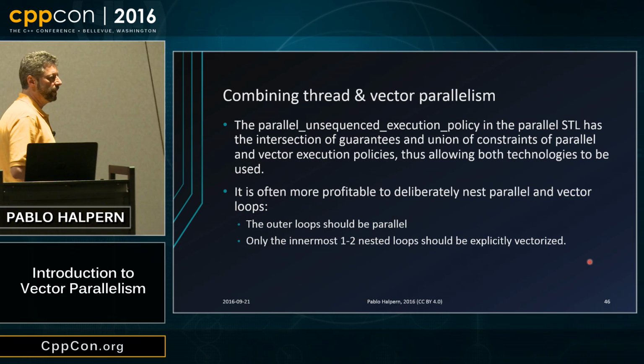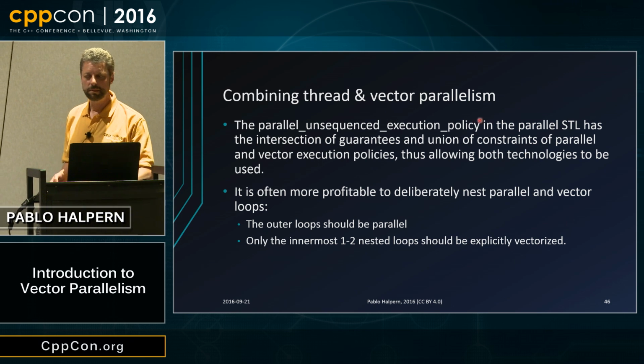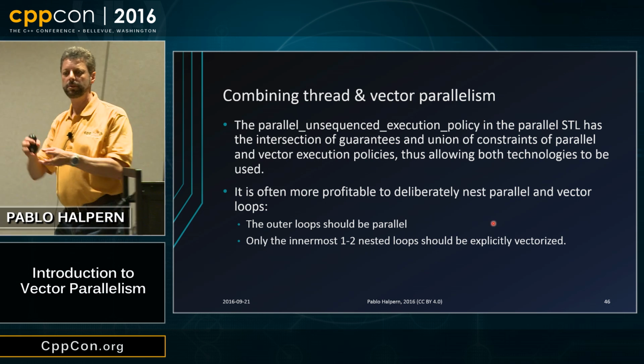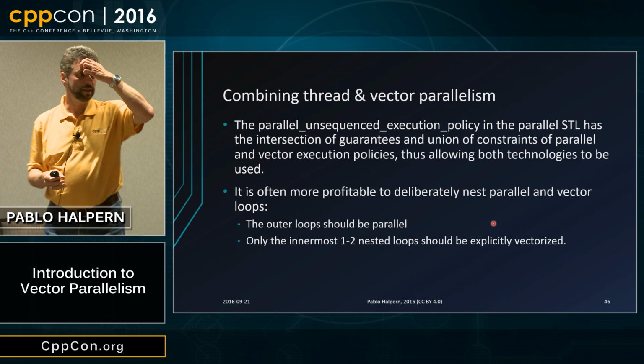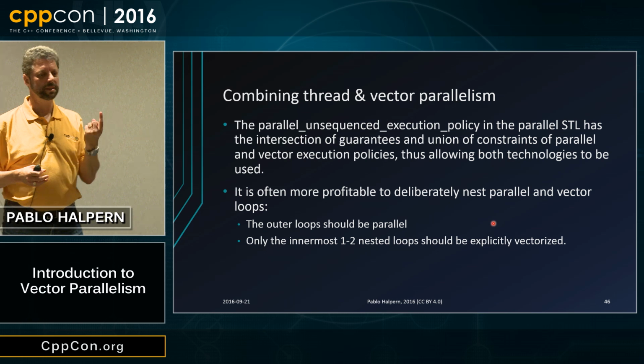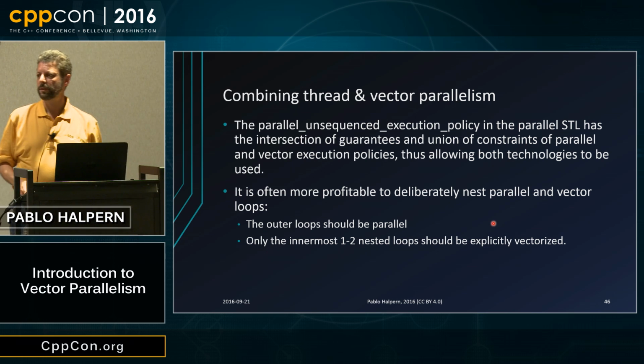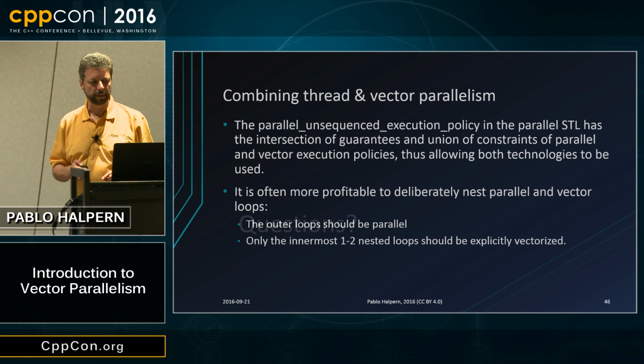You can combine thread and vector parallelism. The most efficient way to do it is to make your outer loops parallel and your inner loops vector. You can't do it the other way around because you can't really do parallel computations inside of a single SIMD register. So that's a really good rule of thumb. That's about all I'll have time to say about that.